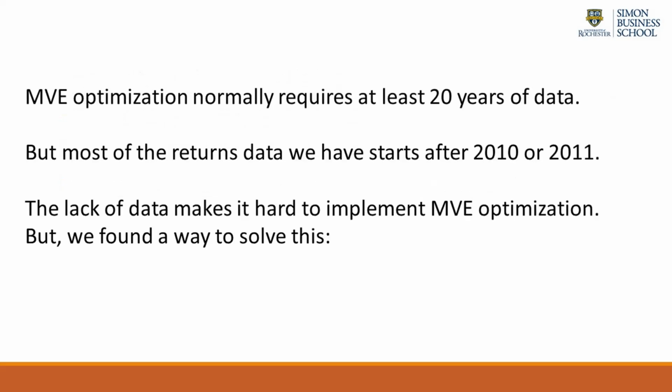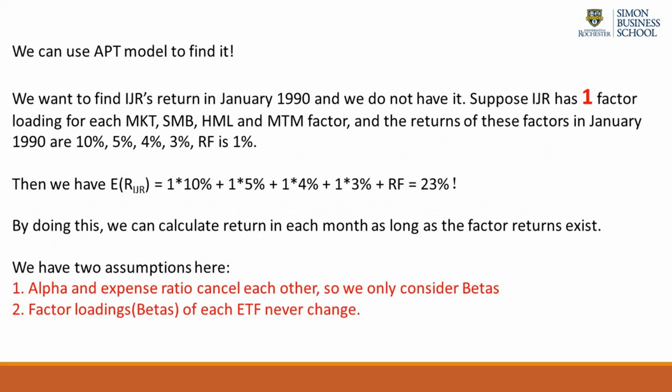MVE optimization normally requires at least 20 years of data, but most of the returns data we have starts after 2010 or 2011. The lack of data makes it hard to implement MVE optimization, but we find a way to solve this. We can use the APT model. We want to find the IJR's return in January 1990, and we do not have it. Suppose IJR has 1 factor loading for each factor, and the return for these factors in January 1990 are 10, 5, 4, and 3%, and RF is 1%. According to the APT model, the expected return for IJR in January 1990 is 23%. By doing this, we can calculate return in each month as long as the factor returns exist.